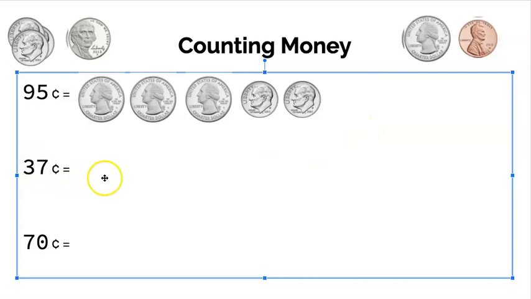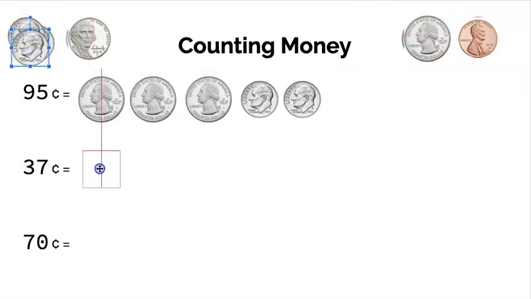All right, 37. Now, instead of starting with quarters, let's start with something else. So if we want to do 37, let's start with our next biggest. If we don't have quarters, our next biggest would be our dimes. All right, so we got 10.